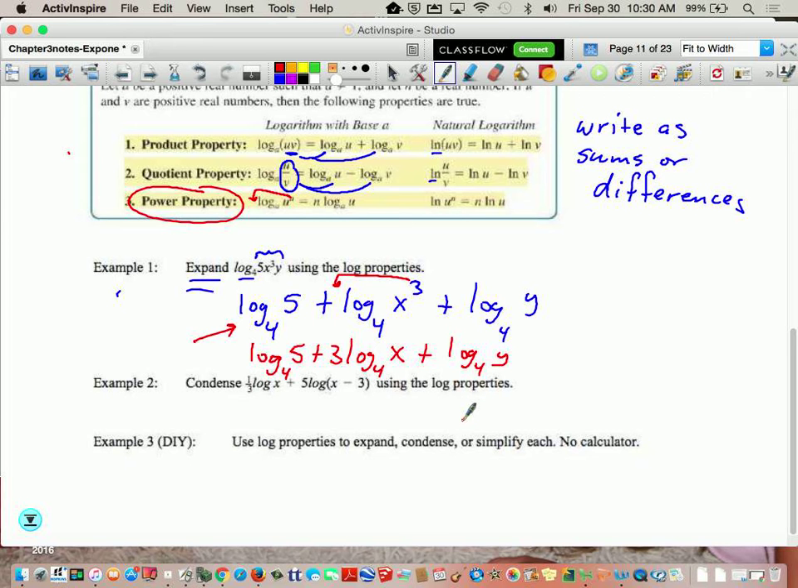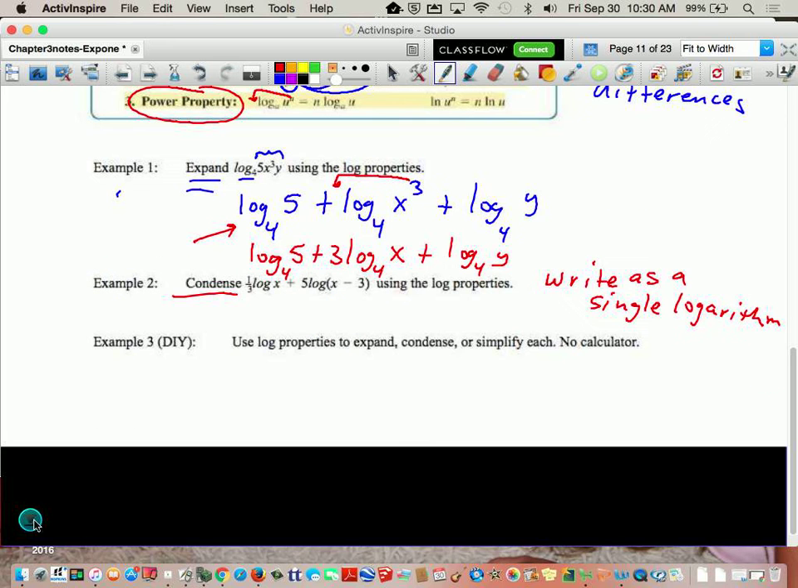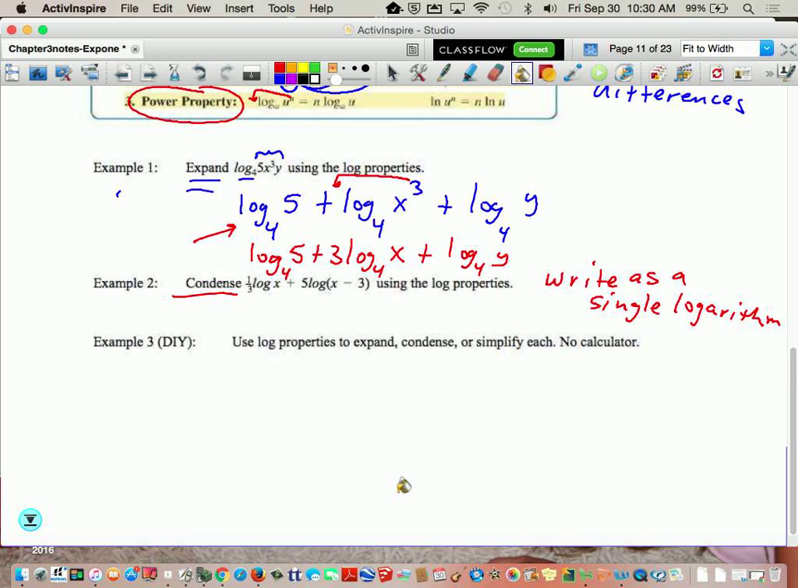What if I go the other direction? What they call condensing, or write as a single logarithm. So if we write this as a single logarithm, I would first double check. Notice that it's all log base 10. So I could put the 1/3 back up top.